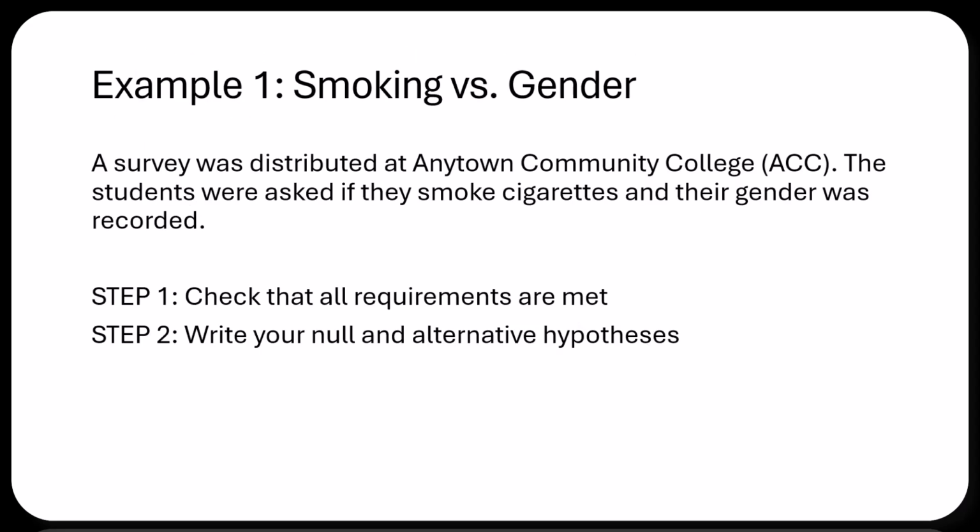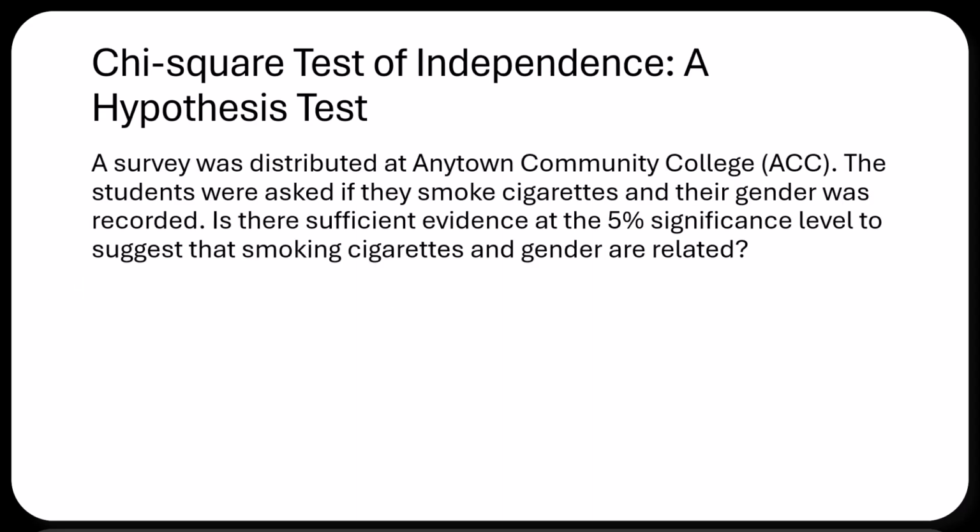So going back to our example, we have completed step 1. We've checked all requirements and made sure that they are met. So now it's time to write the null and alternative hypotheses associated with this example. So let's go ahead and do that. Let me read this question to you again, in case you forgot what we were doing. It says a survey was distributed at Anytown Community College. The students were asked if they smoked cigarettes and their gender was recorded. Is there sufficient evidence at the 5% significance level to suggest that smoking cigarettes and gender are related?